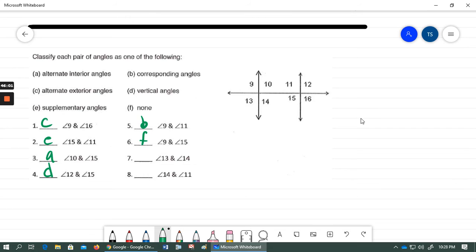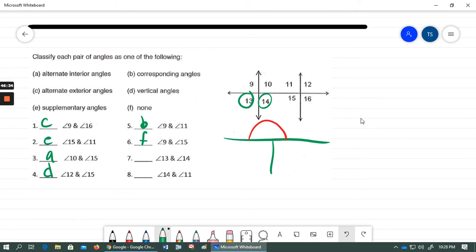Angle 9, angle 15. Angle 13, angle 14 in the diagram. Again, folks, those two angles there form a straight line. They're a linear pair, right? And for any linear pair, if the two angles form a straight line or straight angle together, they add to 180. They make a straight line, add to 180. They're supplementary. Great. Supplementary.